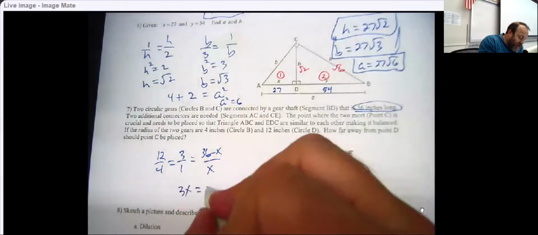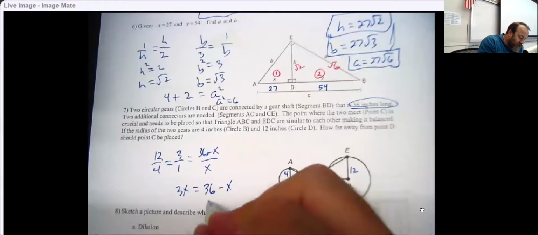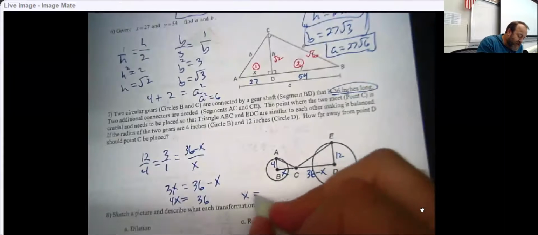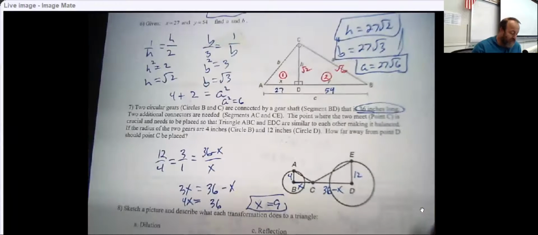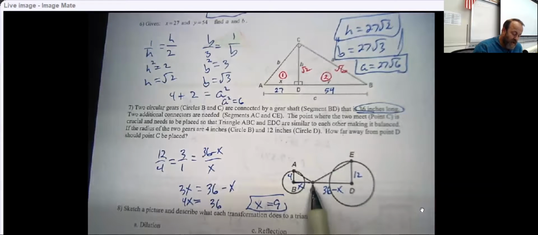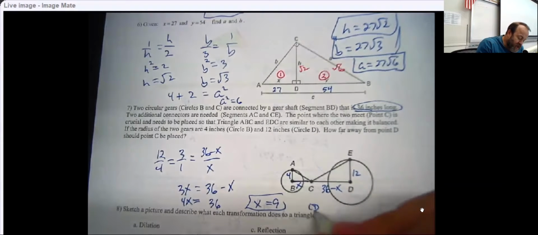And a quick cross multiply leads me to the answer. Add x to both sides, and x is 9. And I believe it says, how far is point D away from point C? So that means the value CD would be 36 minus 9, or 27.